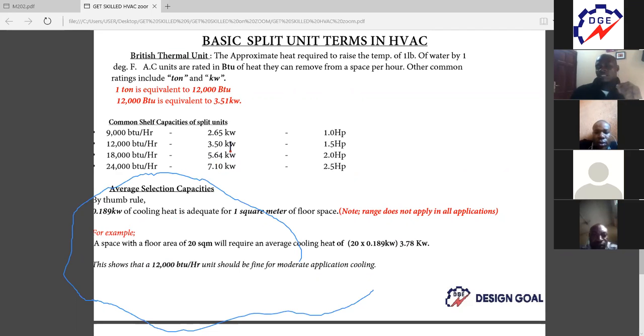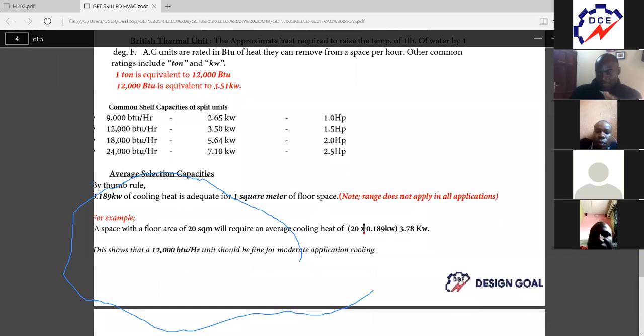So it is proper, if you want to select a sized unit for this space, to pick one of these, a 3.5 or a 5.6. But now the thing is, your 5.6 is way larger than your 3.7. It is closer to your 3.5. So your selection is the 3.5 capacity unit for this. And that clearly means that it is as simple as that.